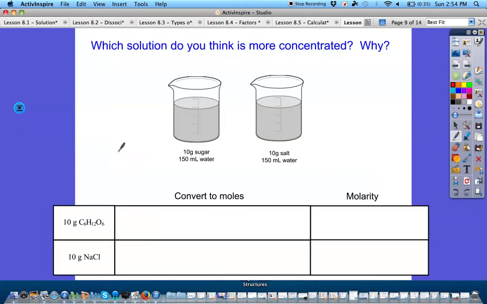So here we have two different beakers. One has 10 grams of sugar and 150 milliliters of water. The other has 10 grams of salt and 150 milliliters of water. Go ahead and pause the video. I want you to write down which solution you think is more concentrated and why. Okay, go ahead and pause it.